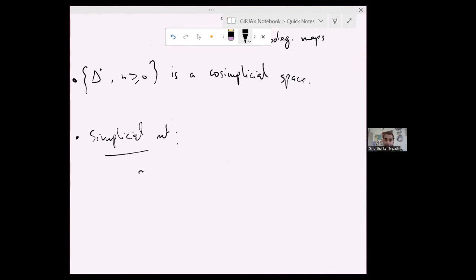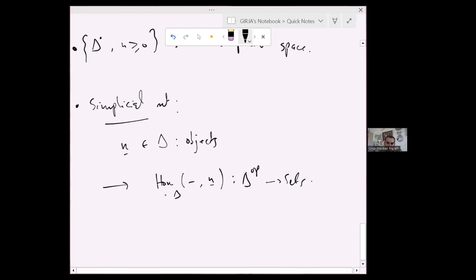For example, you have all the n's as objects in the simplicial category, and you can denote them by n or Hom in delta from n, so by Yoneda, the representable functors represented by these objects. You can try to write what these are for maybe n equals 0, n equals 1, and see what you get. These are important examples.